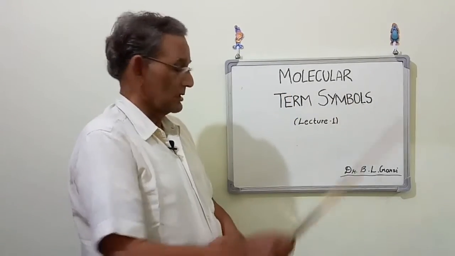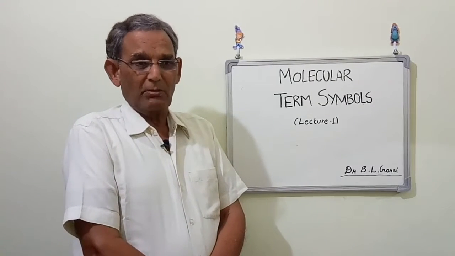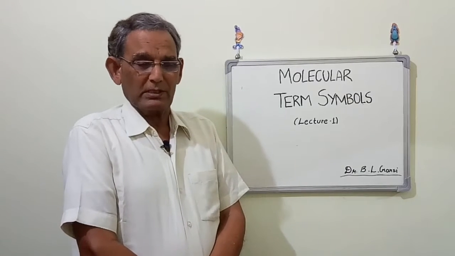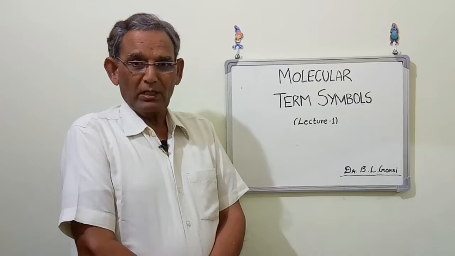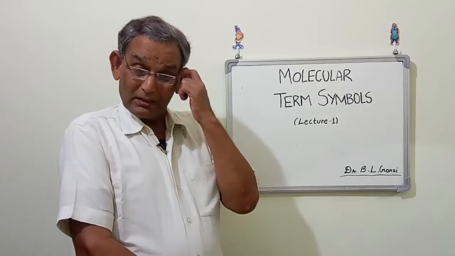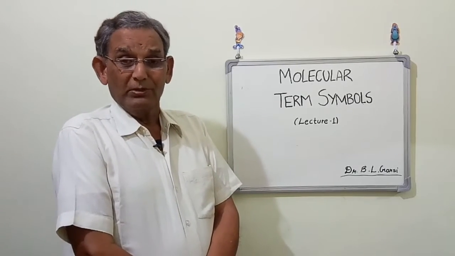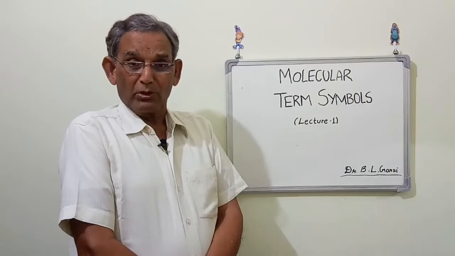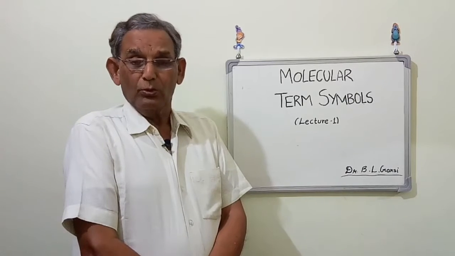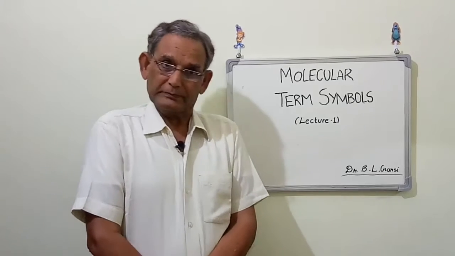Molecular term symbols. In the previous three lectures, we have discussed the atomic term symbols. Now we are going to discuss the molecular term symbols. Molecular term symbols are based on molecular orbital theory. So first we will discuss the molecular orbital theory, then we will discuss how to determine the molecular term symbols.